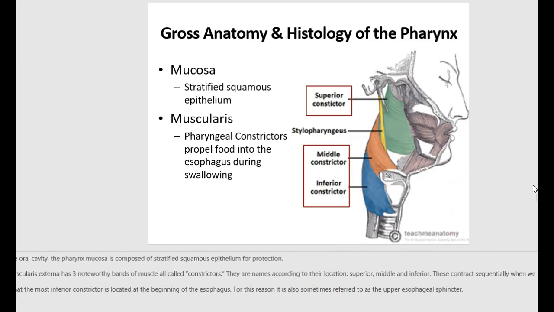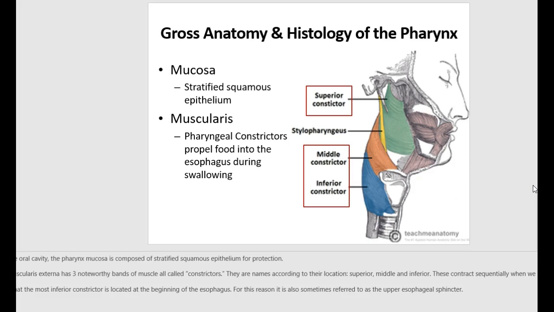Like the oral cavity, the pharynx, which receives the food bolus that we've chewed, has a mucosa composed of stratified squamous epithelium, which helps protect during abrasion. The other noteworthy feature of the pharynx is the muscularis externa. It has 3 bands of muscles. They're all called constrictors or pharyngeal constrictors.